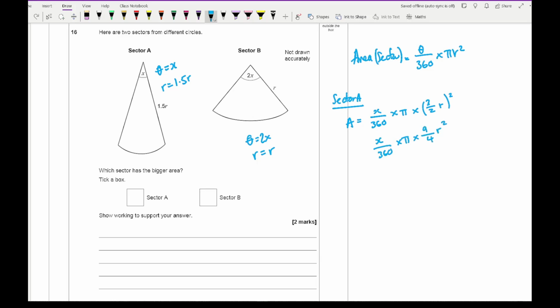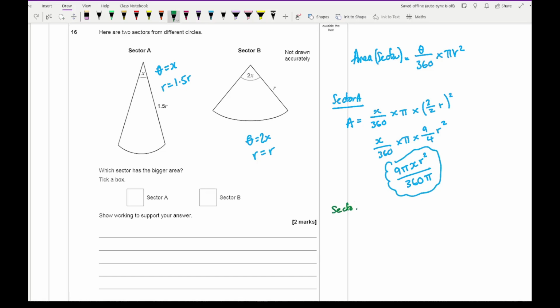So joining all of this together, what do I get? Well, I get 9 pi x r squared all over 1440. So that's my area for A. Now what I need to do is exactly the same but for sector B.